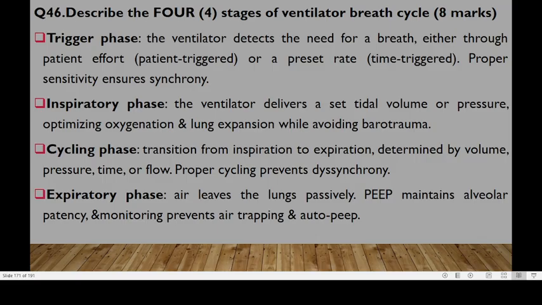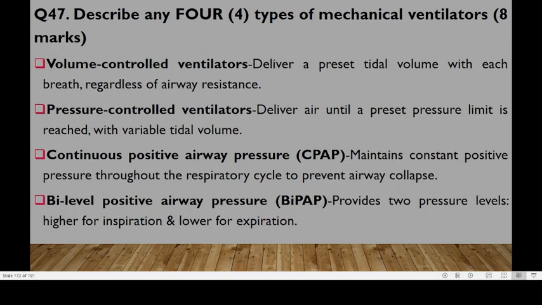This represents the transition from inspiration to expiration and is determined by volume, pressure, time, or flow. Proper cycling prevents dyssynchrony. Expiratory phase is the last stage, and here the air leaves the lungs passively. We have PEEP, maintaining alveoli patency, and you need to monitor to prevent air trapping, and also the auto PEEP. So we have those 4 stages of the ventilator breath cycle.